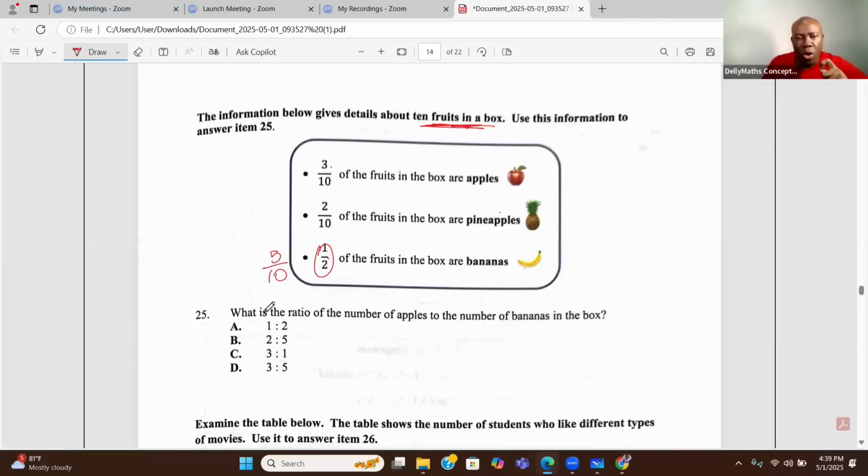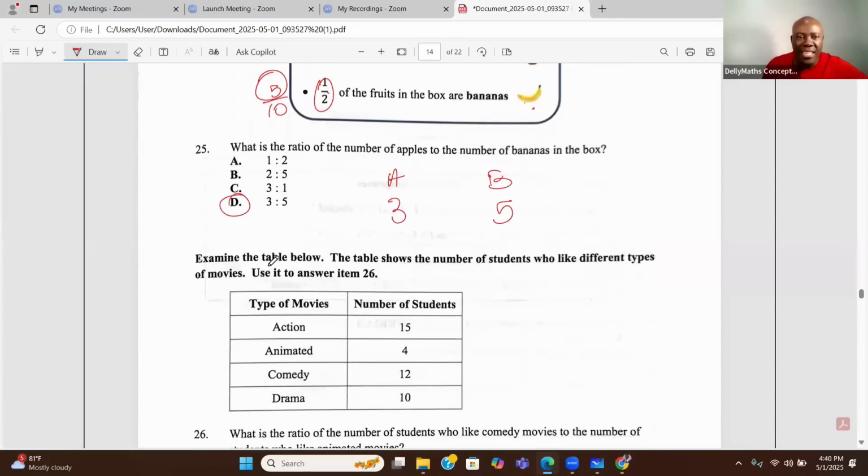Now, watch the question. What is the ratio of the number of apples to the number of bananas? Apples is 3/10, so this is 3. Bananas is 5/10, so it's 5. So I'm looking for 3 to 5. There we go. So 3 to 5 is correct.